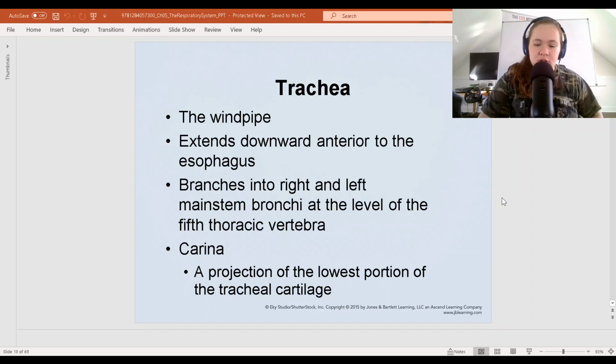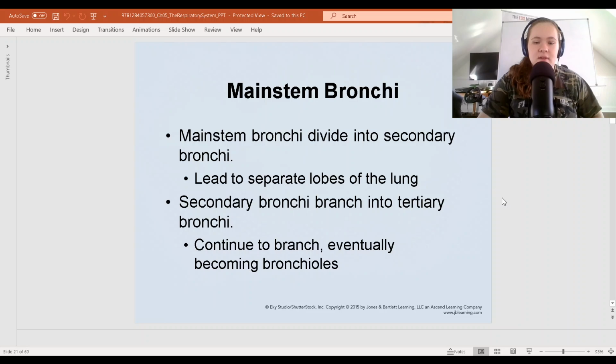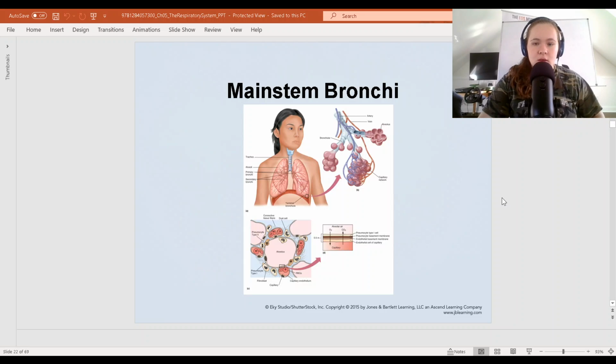The carina is a projection of the lowest portion of the tracheal cartilage. Beyond the carina, air enters the lungs through the mainstem bronchi. The hilum is the point of entry for the bronchi, vessels, and nerves into each lung. Mainstem bronchi divide into secondary bronchi, which lead to separate lobes of the lung. Secondary bronchi branch into tertiary bronchi, and these continue to branch, eventually becoming bronchioles. Here we have a diagram of how this breaks down. You may have to take a screenshot and zoom in a bit later.